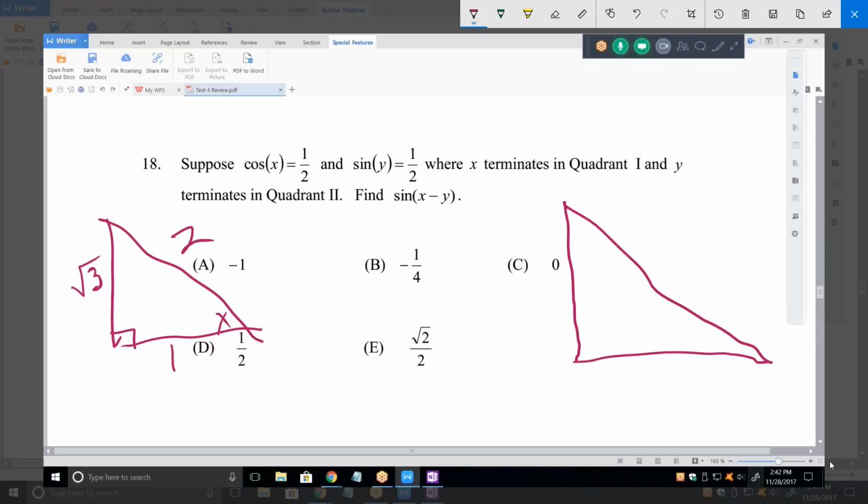Now, on this triangle over here, I'm going to make that angle y, because we know this. Dimension that triangle. So it'd be the hypotenuse is 2 and the opposite's 1. Okay, which makes this side square root of 3.